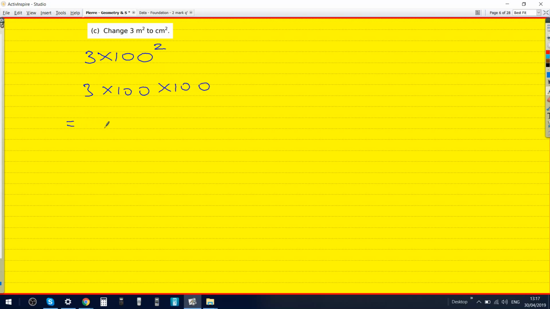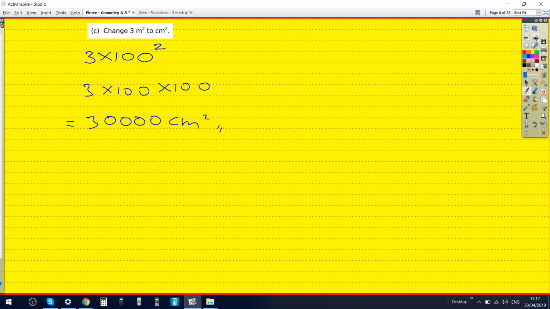All right. So 3 times 100 is 300. 300 times another 100, so that's 30,000. Well, let's say 4 zeros. 4 zeros, yeah. Centimeters squared. Okay. So if you're converting an area, it's times the scale factor squared. If you're converting a volume, like centimeters cubed, it would be times the scale factor cubed.